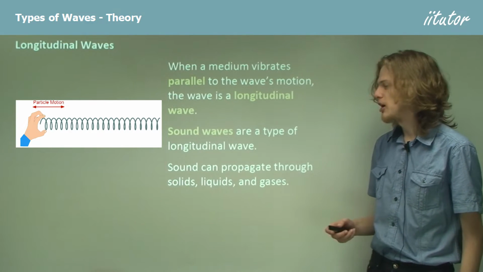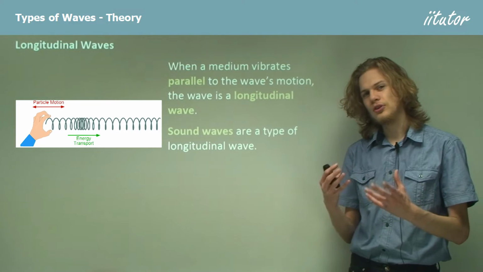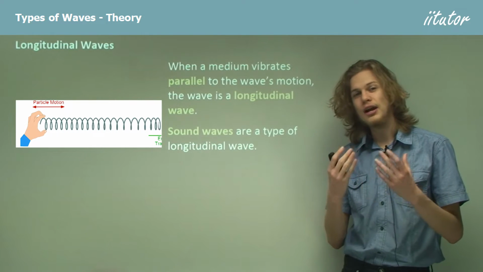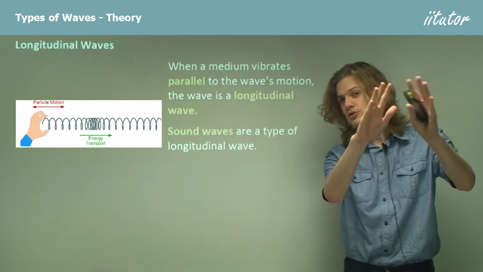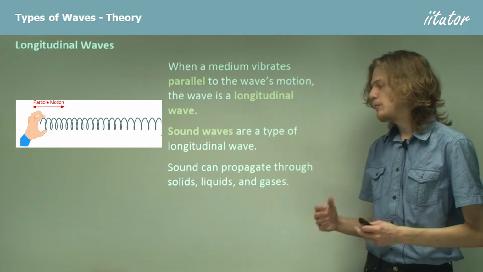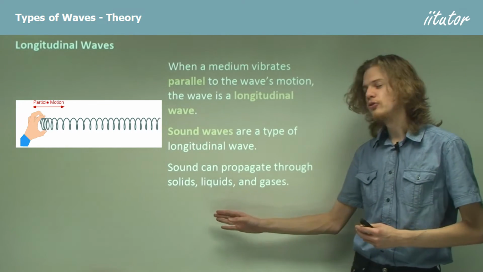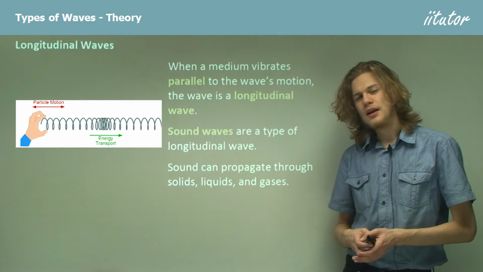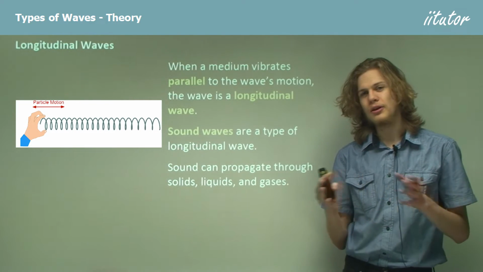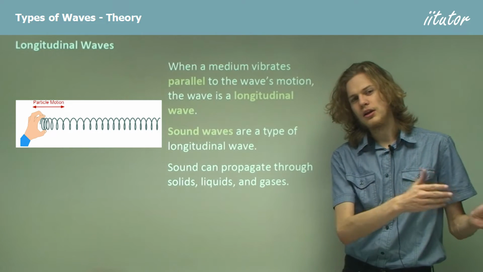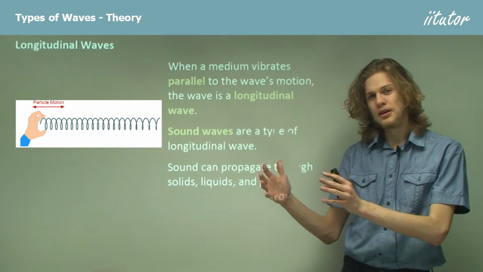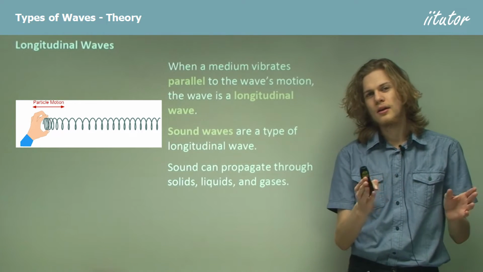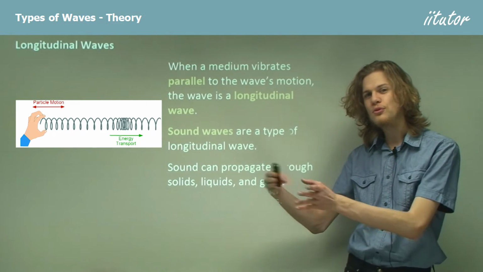Sound waves are a type of longitudinal wave because for sound waves, the air particles which are carrying the wave vibrate in the same direction that the sound wave is traveling. So sound is able to propagate through solids or liquids or gases. If we have a sound wave trying to propagate through a gas, then the gas will vibrate in one direction, and that means that it will collide with gas particles next to it. And so in that way, the wave can propagate through the gas.